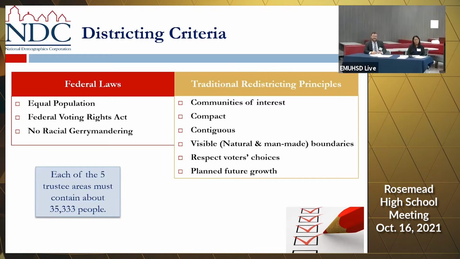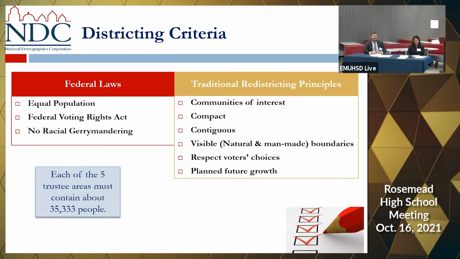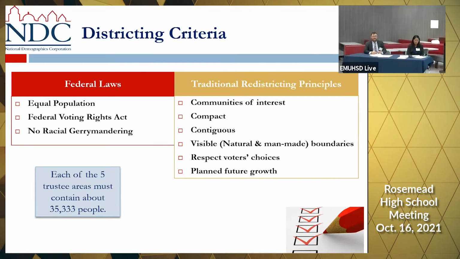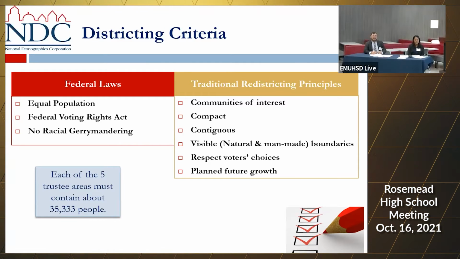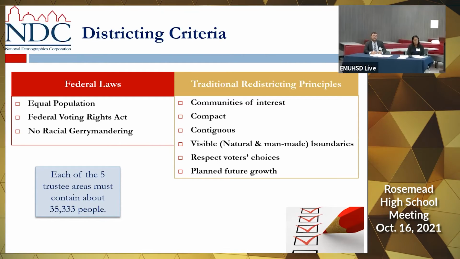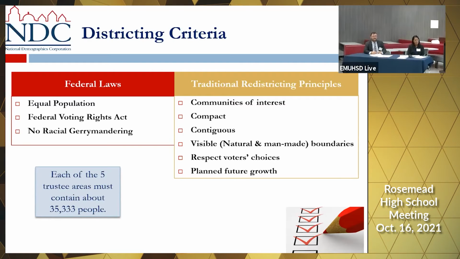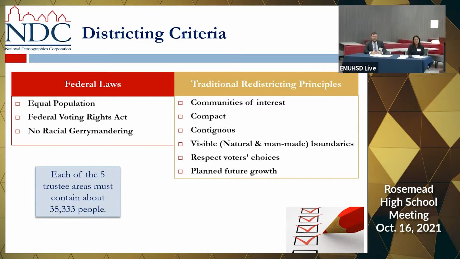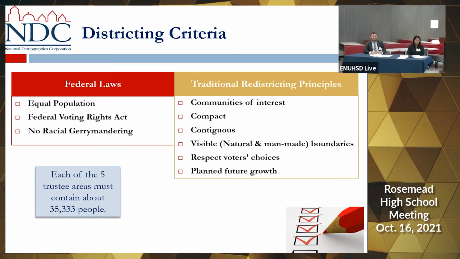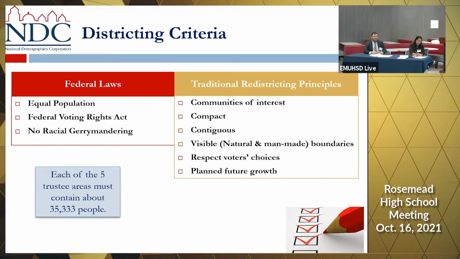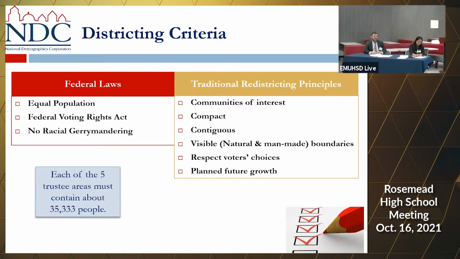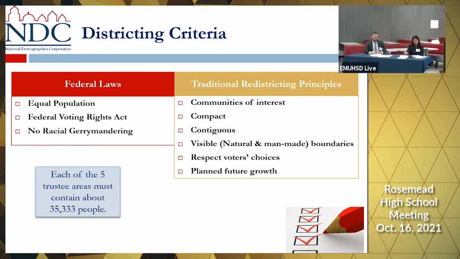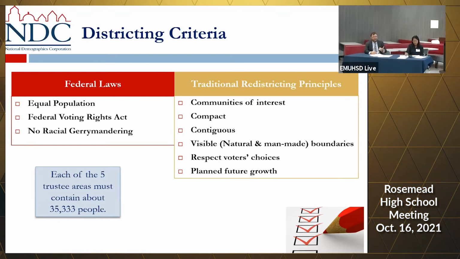In addition, we look at respecting the voters' choices. This is the principle that the voters in the district have elected a board, and that the districting process shouldn't be used as a way of particularly targeting a board member. And finally, planned future growth. That's the idea that if we know that there might be development in a certain part of the district, we might underpopulate or have fewer people than that 35,333 number, taking into account that a neighborhood or area will grow more over the next decade. Now, we can't go above that equal population limit of 10% difference between the largest and smallest, but we do have a little bit of flexibility to play around with these traditional districting principles.